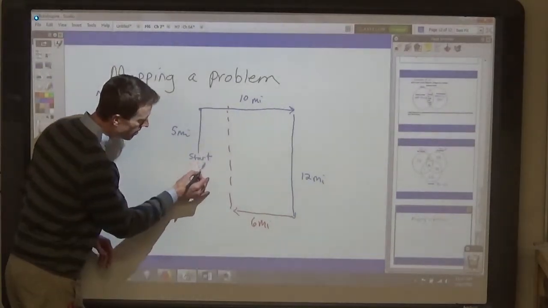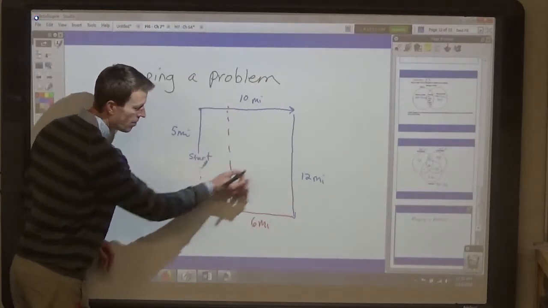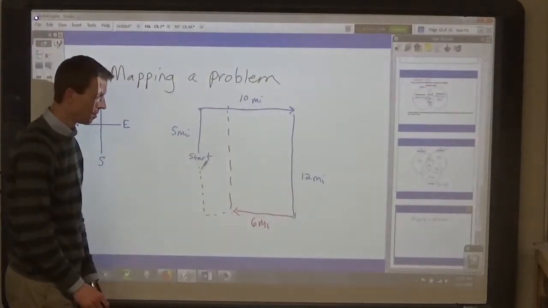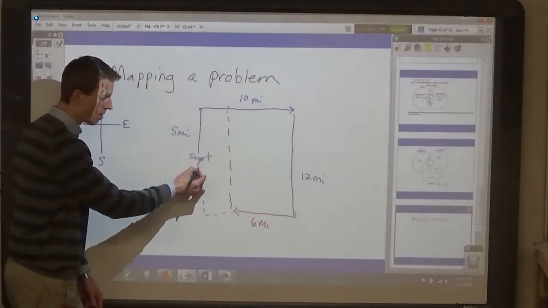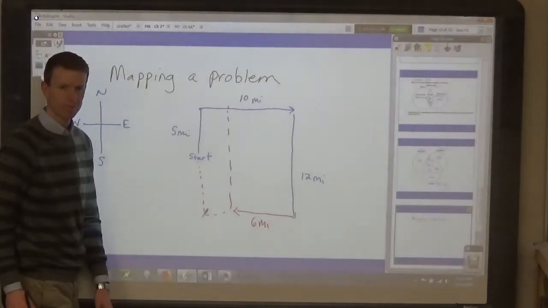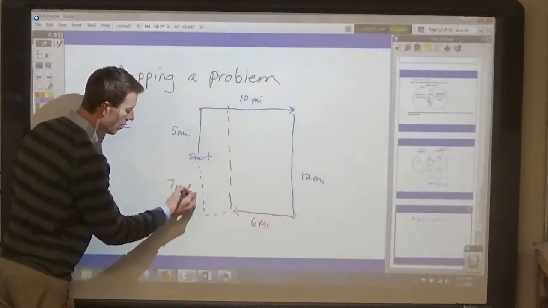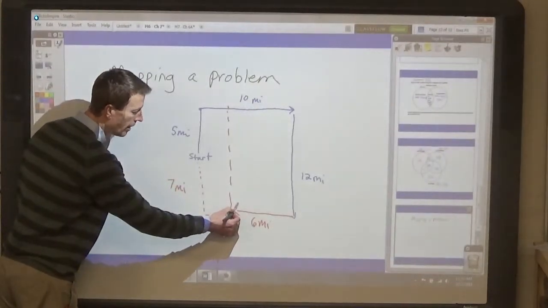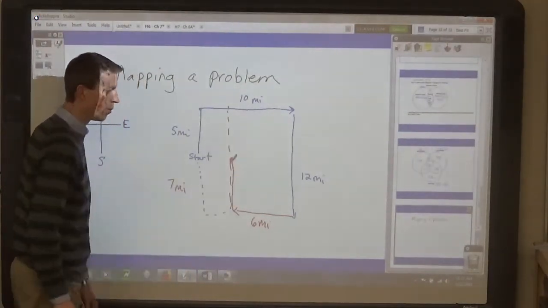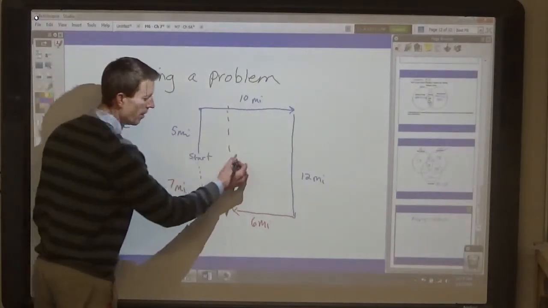So what is this distance right here? If this is 12 miles, and then we went 6 miles, what is this distance from here to here? Bennett? 7. That's 7 also. So if we go from here 7 miles north, we're going to end up right there, right across from where we started, right?